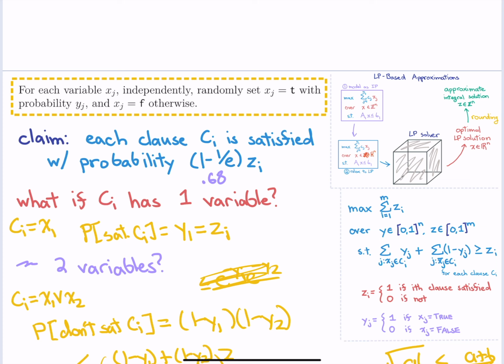Okay, so in general, those inequalities work fine. We got 1 minus 1 over e, but for those really small cases where k is equal to 1 or k is equal to 2, you can look a little bit more closely and do a little bit better. Especially k equals 1, you can get 1, so that's good. And then k equals 2, you can get 3/4. That's a little bit better.